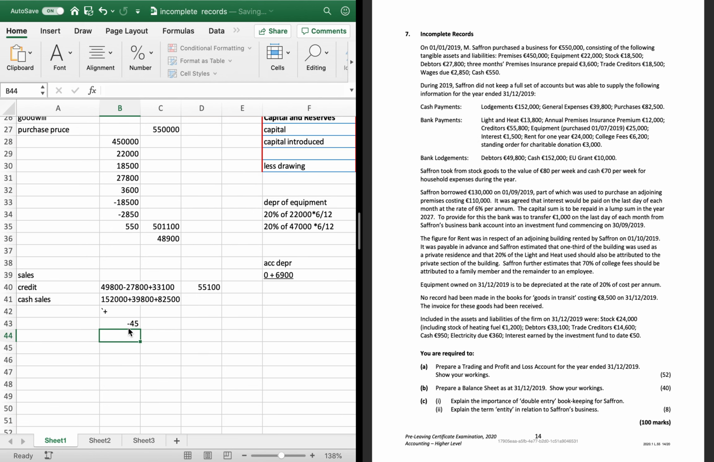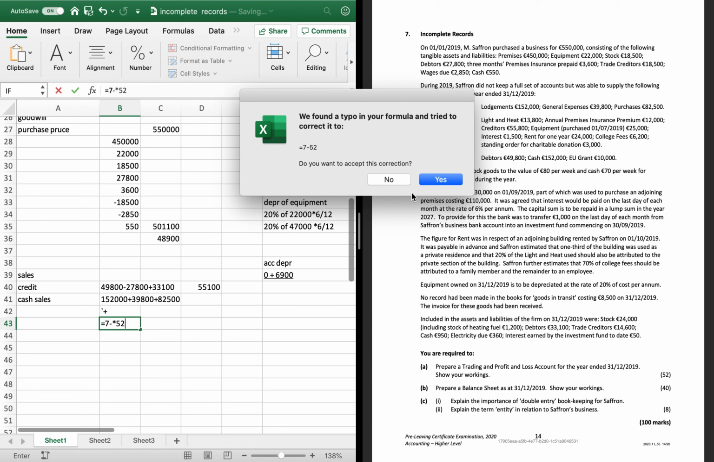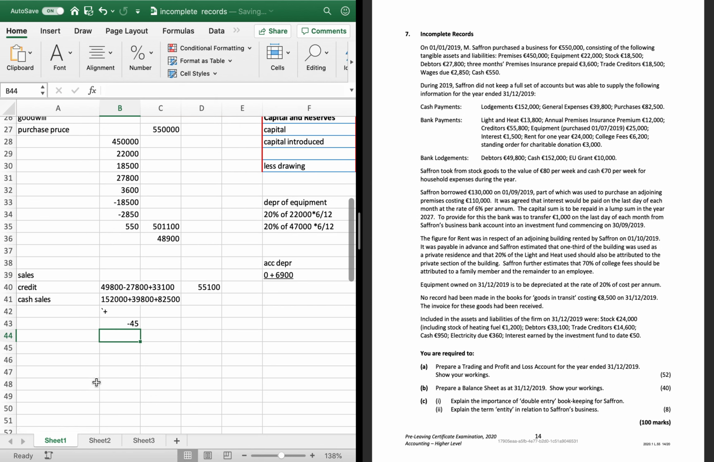Sorry, he takes, sorry, 70, I keep, so he takes 3,640 in drawings.